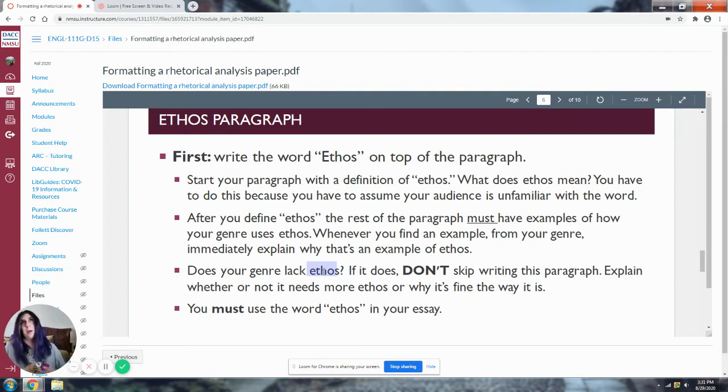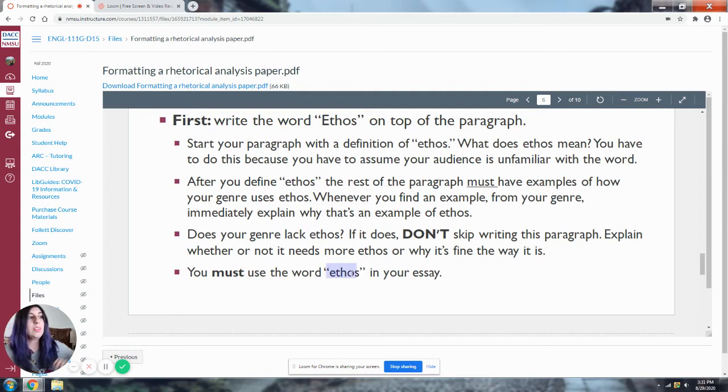But I'm sure you could find some kind of way, if it was a song you were analyzing, of how the song proves credibility still. So that's something to think about. You must use these words in your paper because that makes it a rhetorical analysis paper.